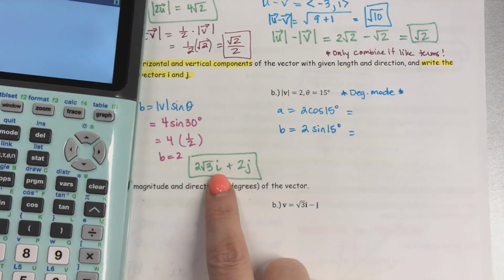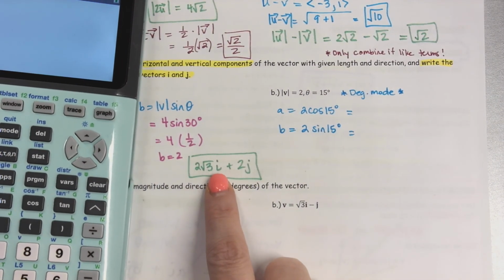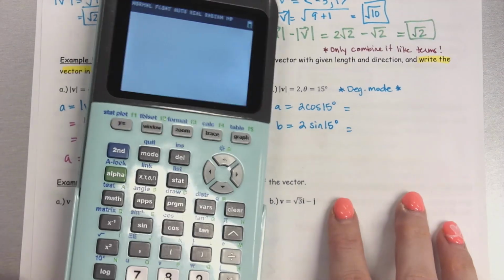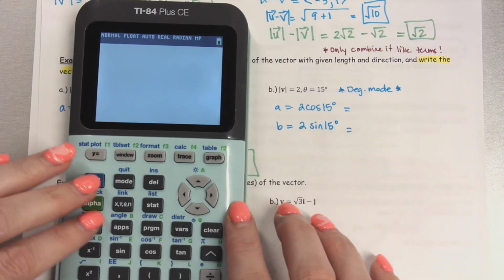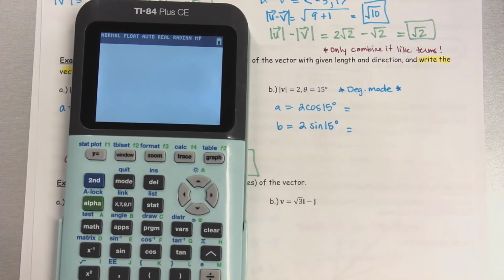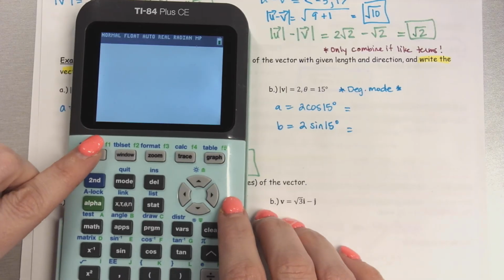Oh, I always do the fancy i so that we don't confuse it for something else. I always do an italicized one.